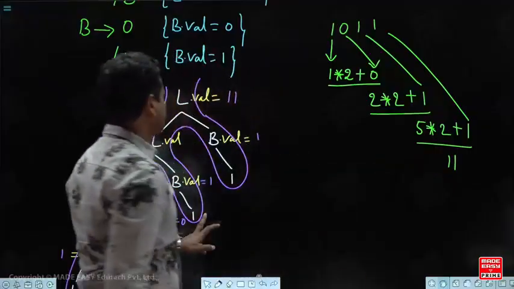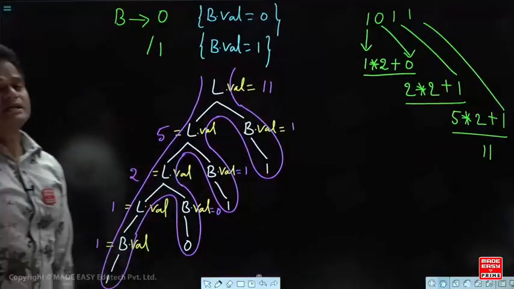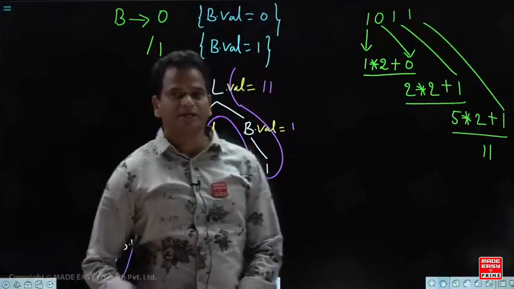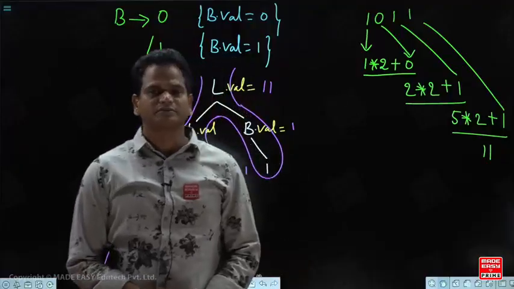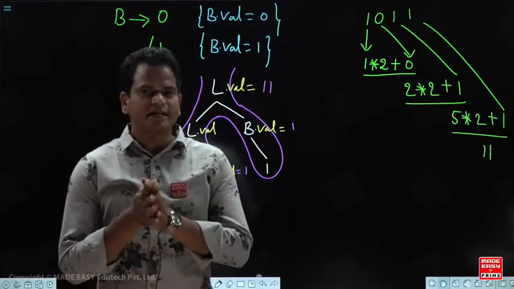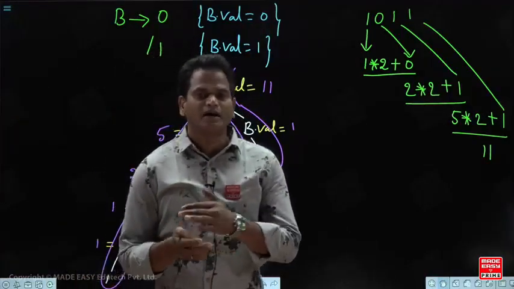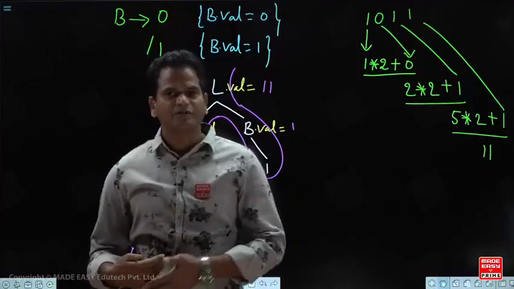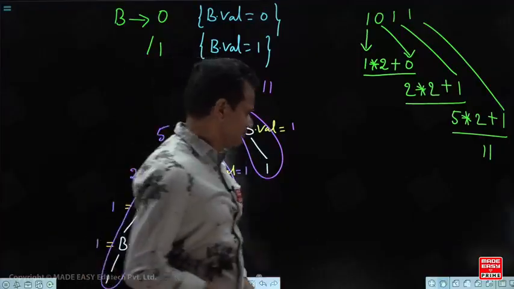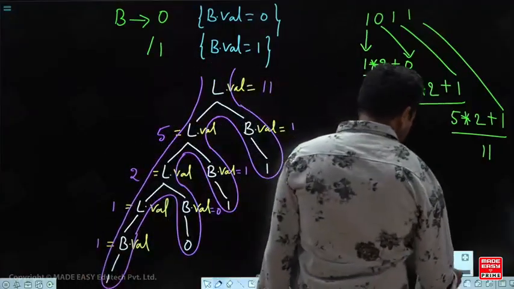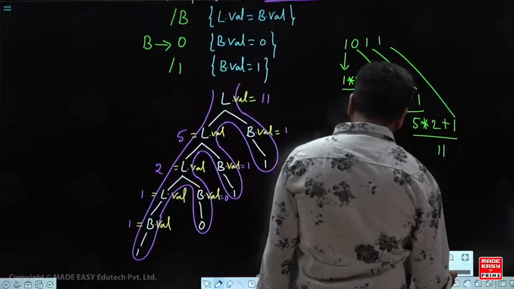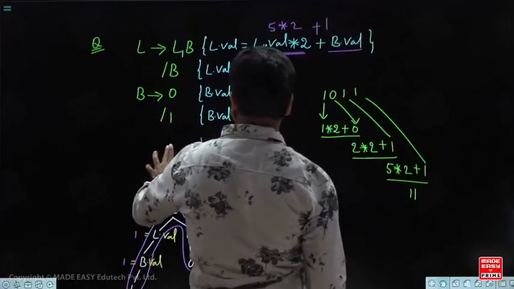11. Okay. So everything depends on the semantic actions, not on the grammar. The grammar is used for generating the required parse tree for the string, and based on the parse tree, we evaluate the value depending on the semantic actions.